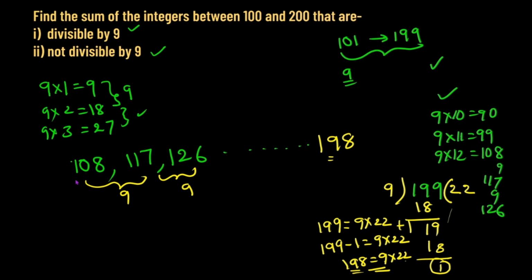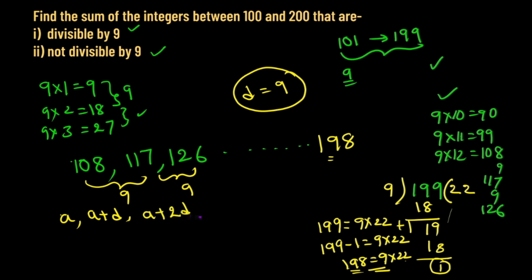You know the arithmetic series, right? We need to add the common difference to get the next number. For example, a is the first number. How do you get the next number? If we add the common difference to the first number, we get a plus d, right? Here the common difference is 9, so if you add 9 to the first number, we get the second number. How do you get the third number? If you add two common differences, you get the third number.